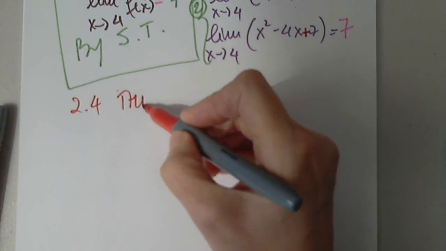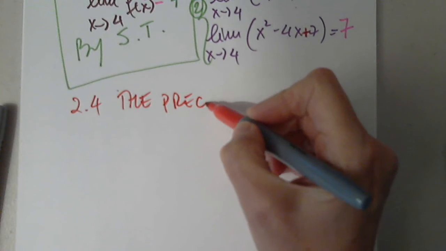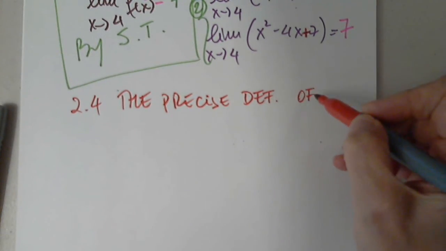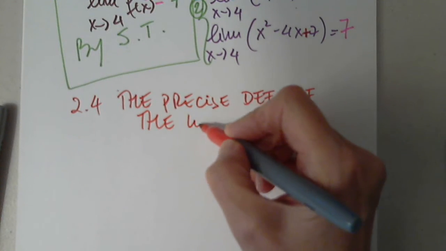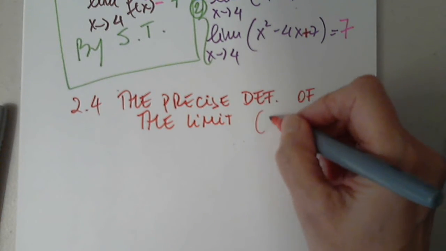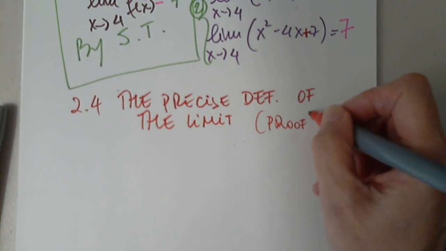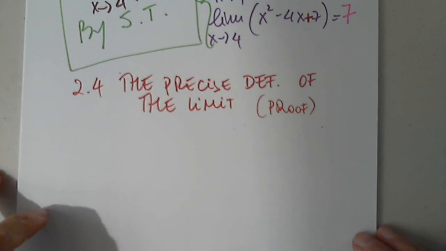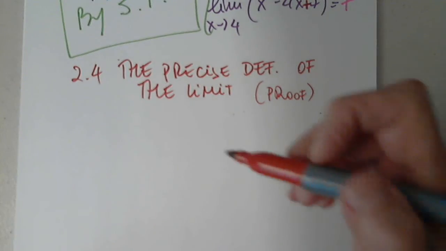The precise definition of the limit. This is the only proof in this class. It's an important proof. We're only going to look at linear functions, only the simplest possible function to work with, but it will take me a few minutes to explain what this is all about.